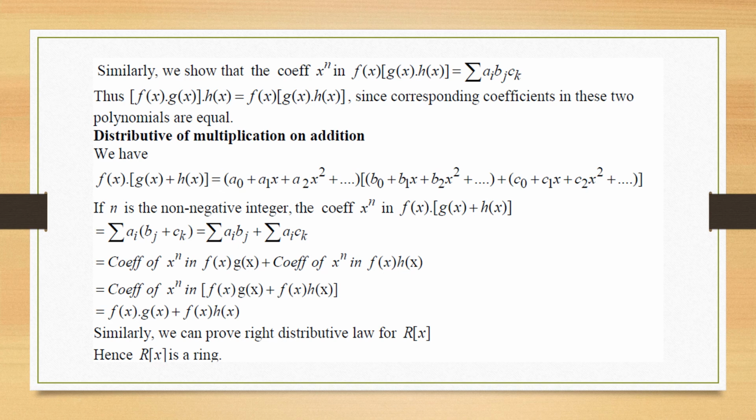So just operating individually, take the summation of ai bj plus the summation of ai cj. This is the coefficient of x to the n in f of x g of x plus the coefficient of x to the n in f of x h of x, which is equal to the coefficient of x to the n in f of x g of x plus f of x h of x. Therefore f of x dot g of x plus f of x h of x, just adding it. Similarly, we can prove the right distributive law for R of x. Therefore, R of x is a ring.